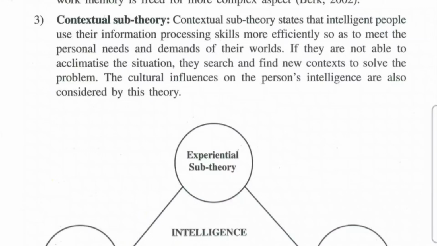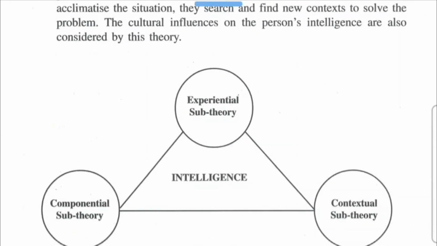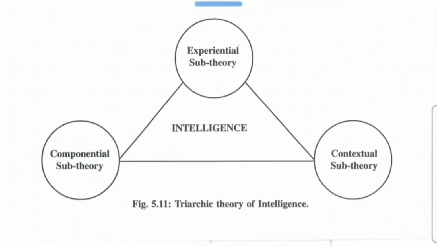3. Contextual subtheory. The contextual subtheory states that intelligent people use their information processing skills more efficiently to meet the personal needs and demands of their worlds. If they are not able to acclimatize to the situation, they search and find new contexts to solve the problem. The cultural influences on the person's intelligence are also considered by this theory.